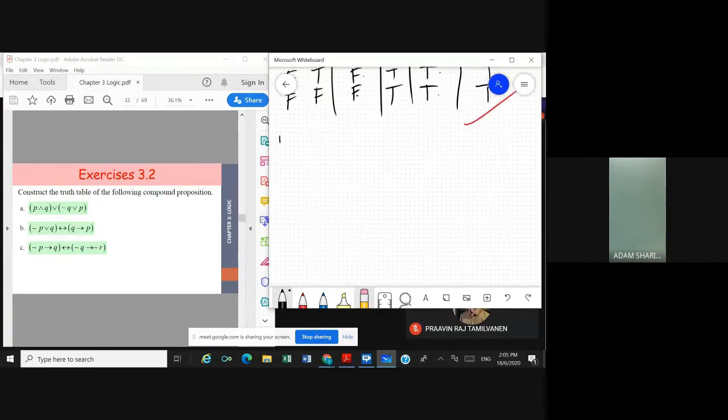Okay, B, I just write the question: not P or Q, if and only if Q implies P. Okay. 1 minute, guys.